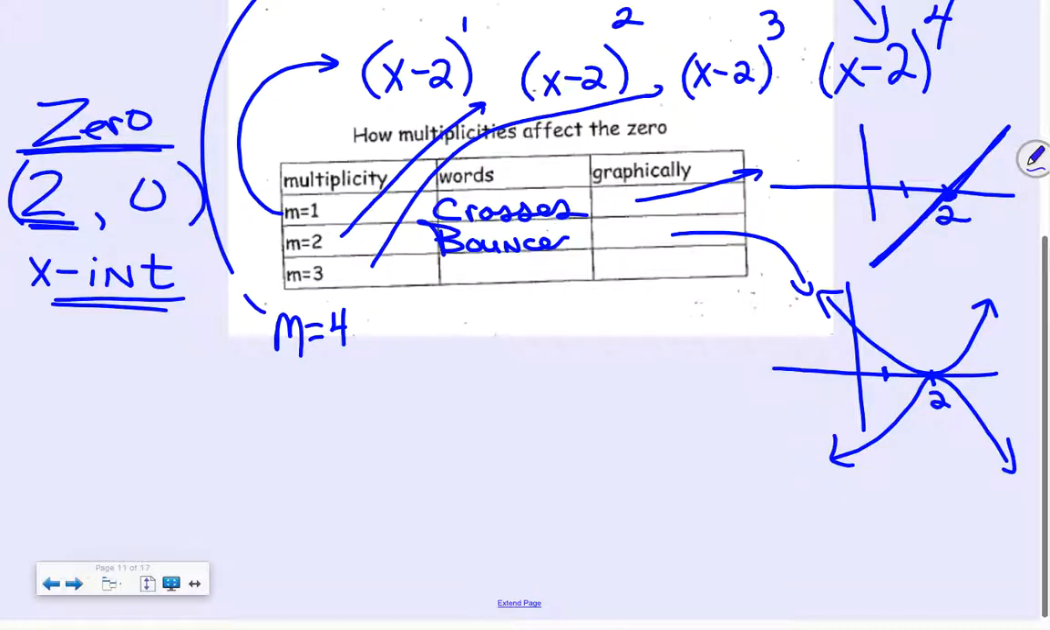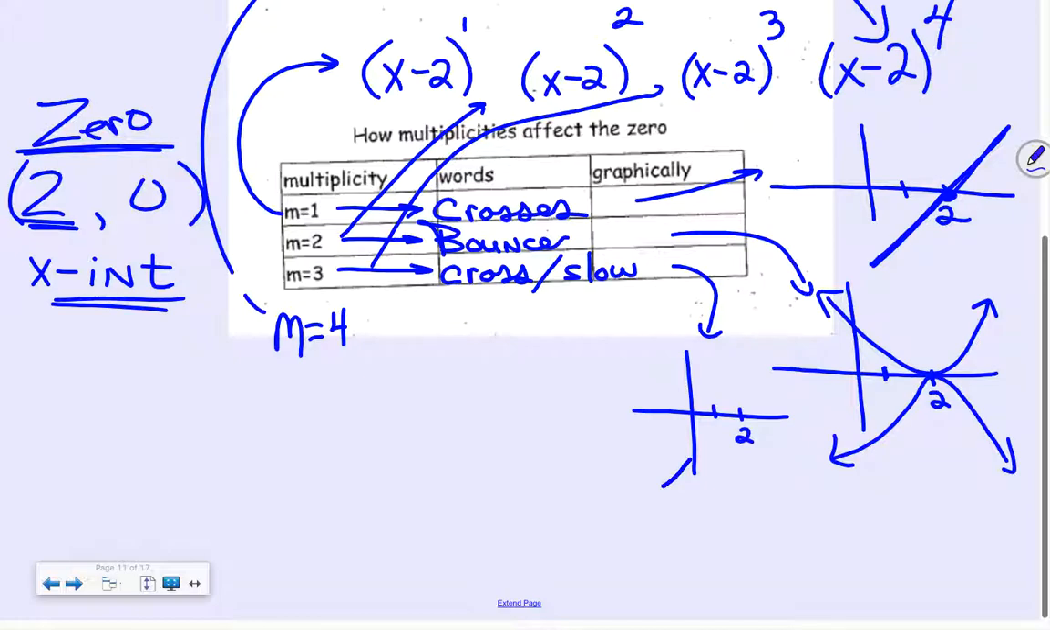Okay, what would multiplicity of 3 do? Well, 1 is odd, 2 is even, 3 is odd. What's it going to do? Cross. It's going to cross. But how? Slow. So the higher the multiplicity, the slower it crosses. So what does this one look like? Well, let me draw you this one. 1, 2. So yes, it comes at the 0, but it crosses kind of slow. You see what happened? It does cross, it just crosses slower.